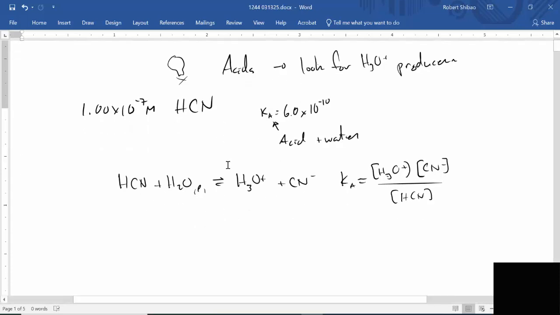So the most obvious hydronium ion producer here is HCN. And so we want to figure out how much hydronium ion is produced in this. We start off with 1.00 times 10 to the minus 7 molar, and we imagine that none of these molecules have collided with water, so that the initial hydronium and the initial cyanide are 0. So essentially what we do is reset this. In reality, this has already reacted, but what we're going to do mentally is just reset everything.